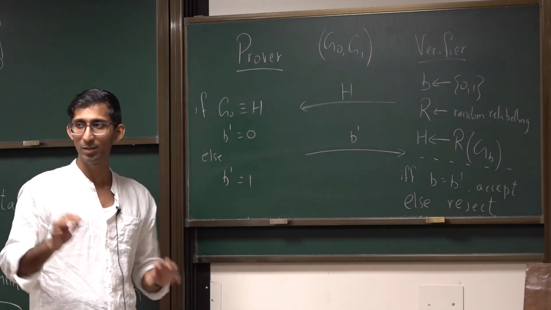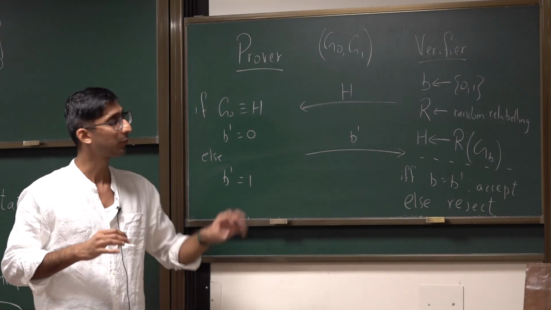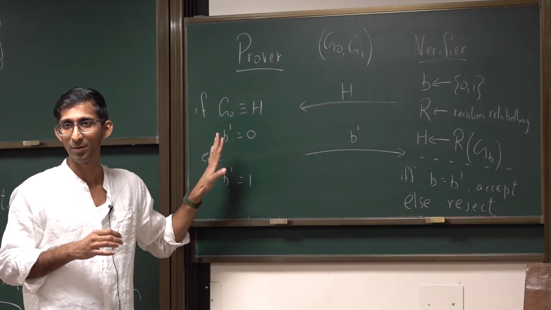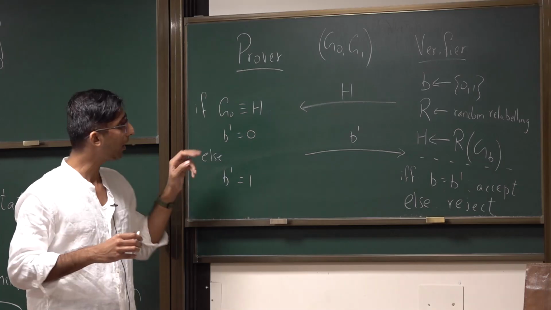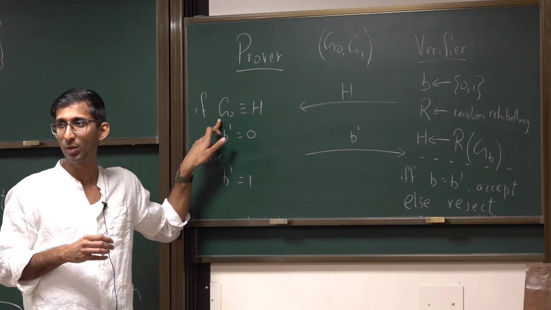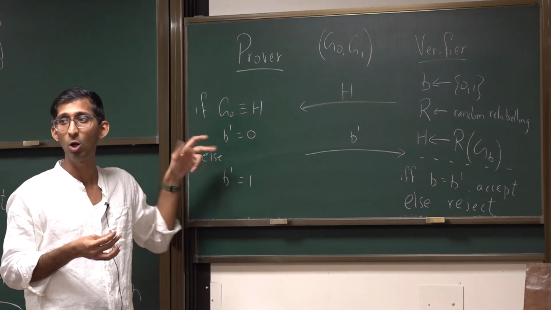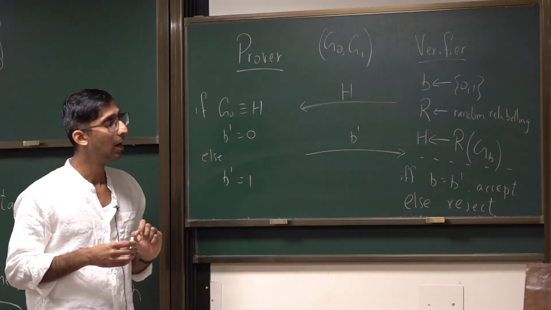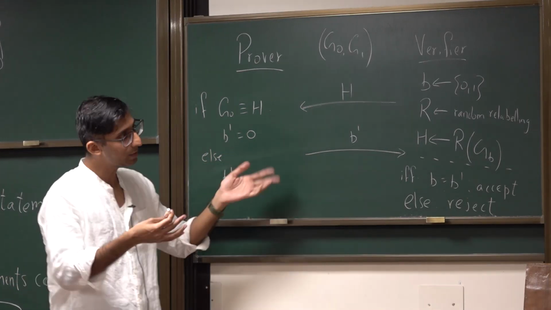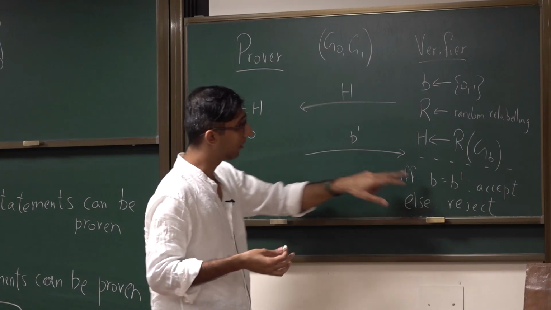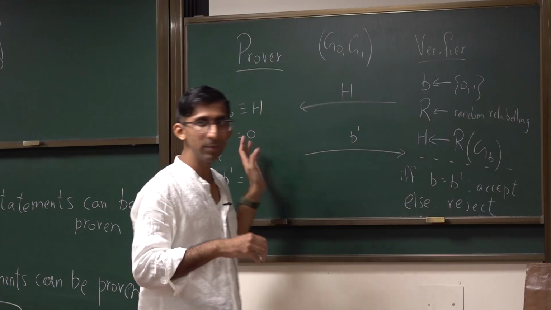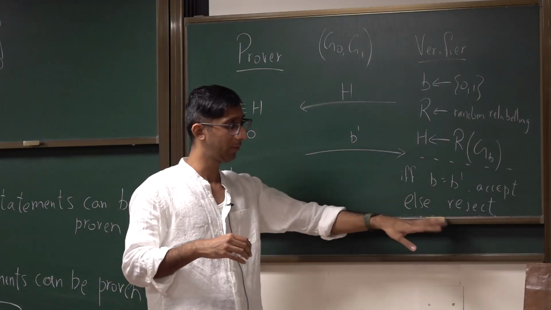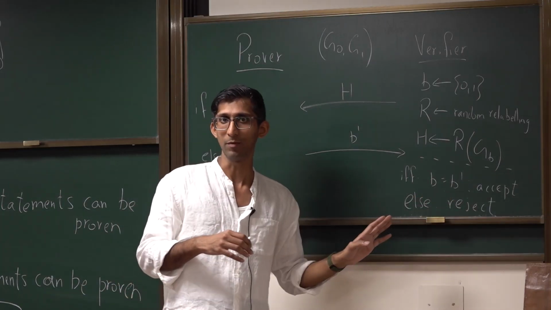So let's look a little more deeply into this. I wrote down this prover algorithm here. What will this algorithm do if the graphs are isomorphic? It will always find that G0 is isomorphic to H, so it will always say it's 0. But the bit B is 0 or 1 with probability half, while B prime is always 0. So it will accept with probability half and reject with probability half.